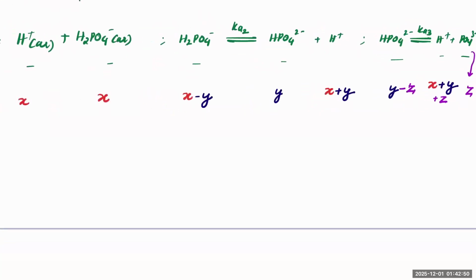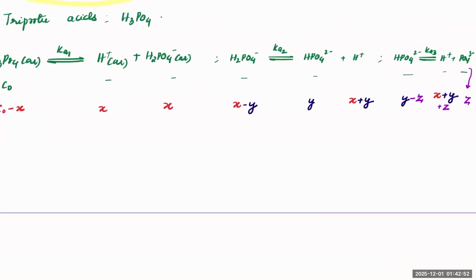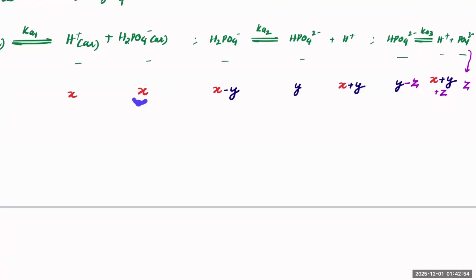So these are the values you will have. Correct. Now here also you have to represent the same amount of value. So therefore we can write H2PO4 minus is X minus Y, and H plus concentration will be X plus Y plus Z. Same way here also plus Z.